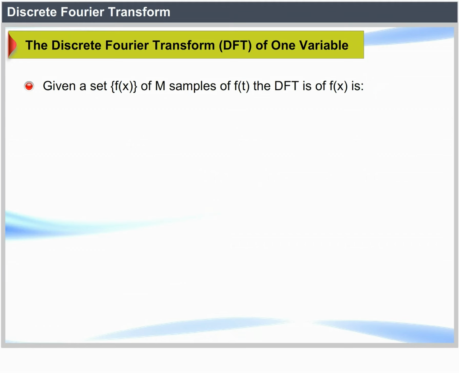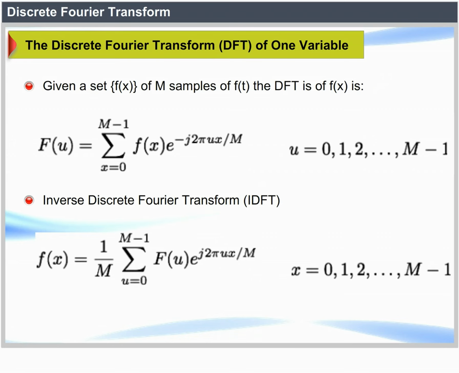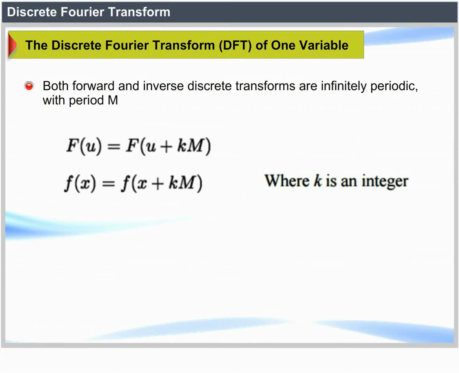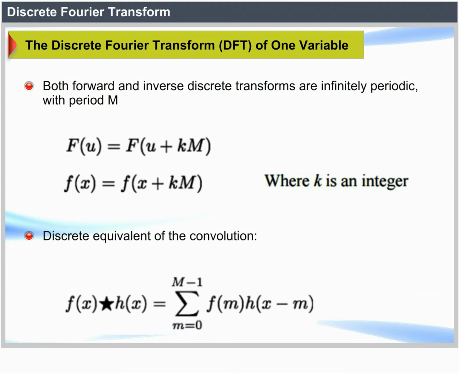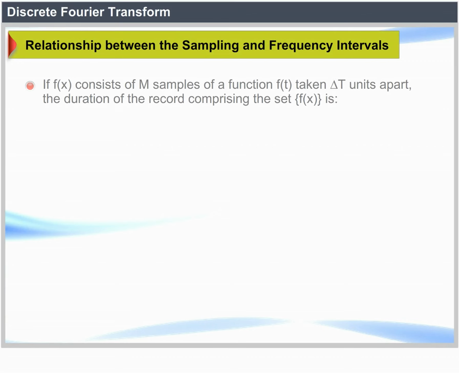Relationship between the sampling and frequency intervals. If f(x) consists of M samples of a function f(t), taken ΔT units apart, the duration of the record comprising the set f(x) is T = M ΔT. The corresponding spacing in the discrete frequency domain is Δu = 1/(M ΔT) = 1/T. The entire frequency range spanned by the M components in the DFT is MΔu = 1/ΔT. Extension to functions of two variables.